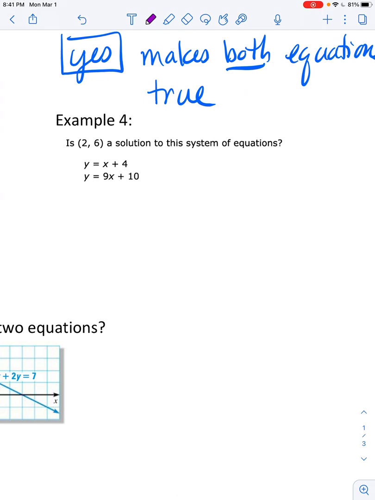So try this one yourself, decide if you believe this is yes or no, and then you can start the video again and see if you did this correctly.